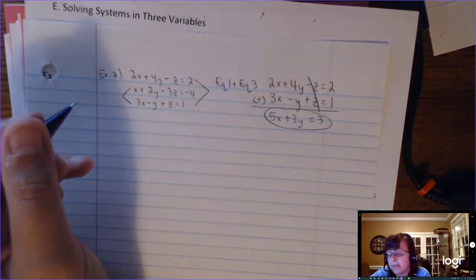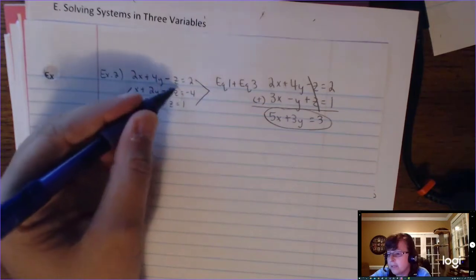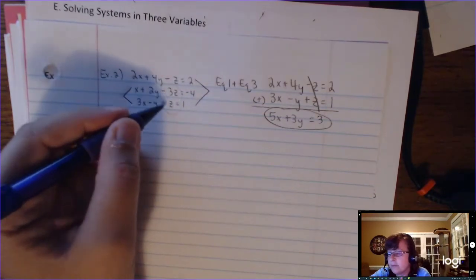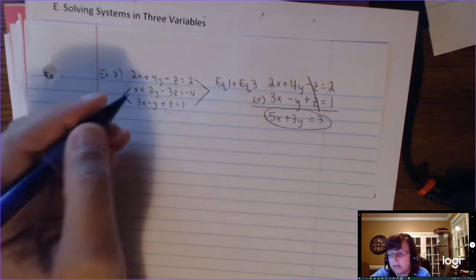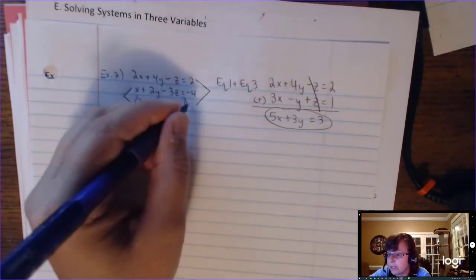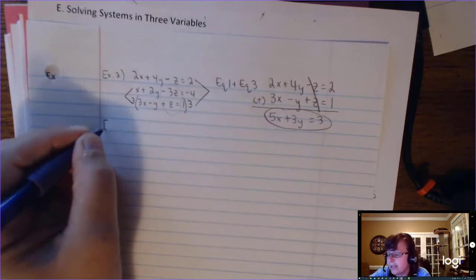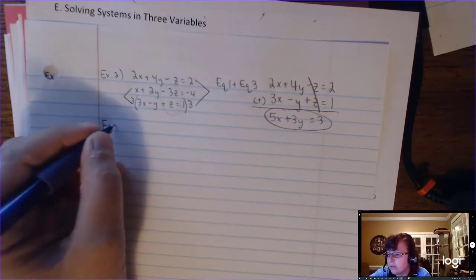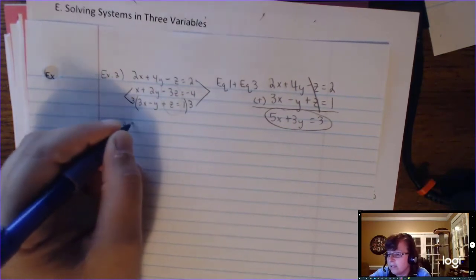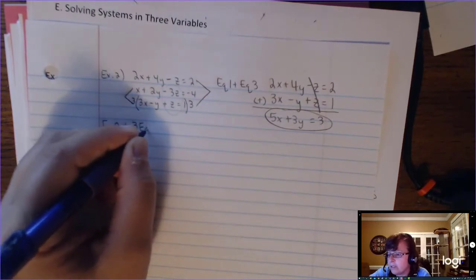But this time I have to do a little something, because look at my z's. This is a negative 3z. I need a 3z here. So I'm going to use multiplication to do that. Multiplication is always what you use. So I'm going to add equation 2 plus 3 times equation 3.